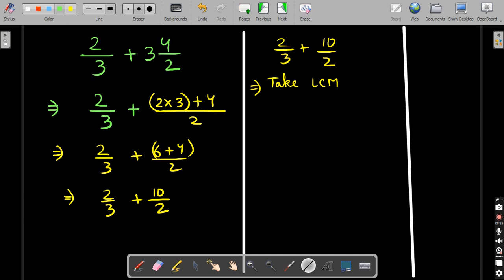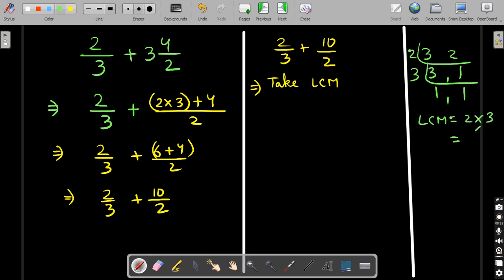Okay. Now let us start. 3 and 2. What will be the LCM? 2 3s are 6, 3 1s are 3. After that, 3, 1, 1. So what will be the LCM? The LCM will be 2 into 3. The LCM will be 6. So the LCM will be 6.